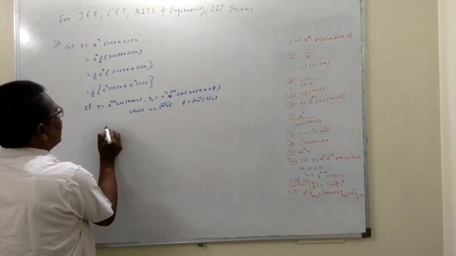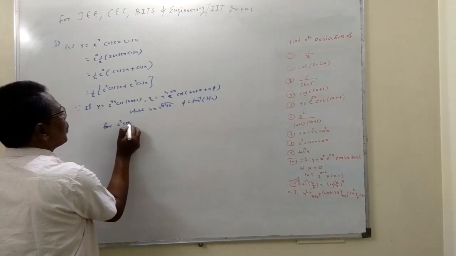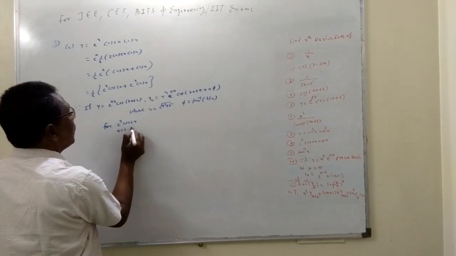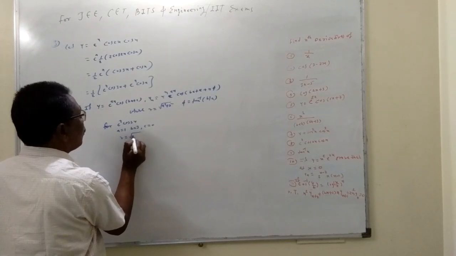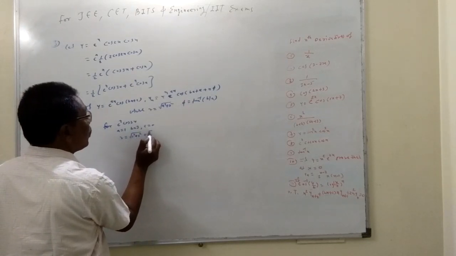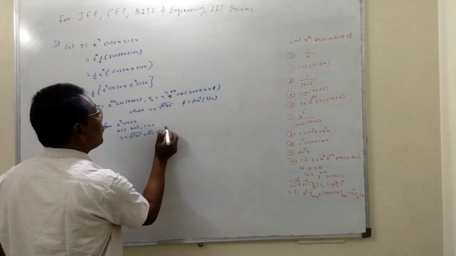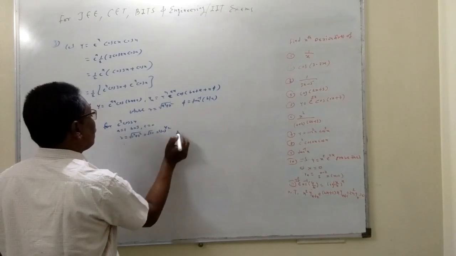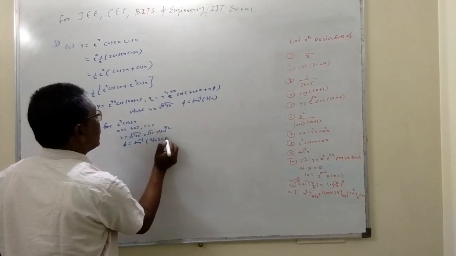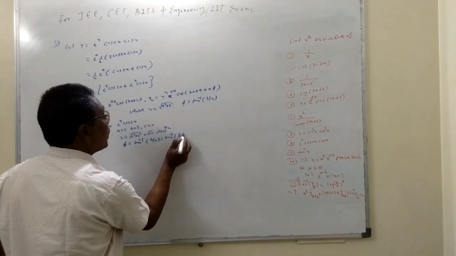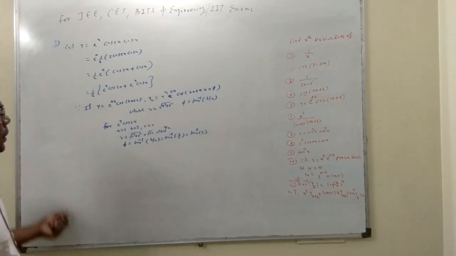for this first example, e raised to x cos 3x, a is equal to 1, b is equal to 3, c is equal to 0. So r is equal to under root 1 square plus 3 square. So root 10 or 10 raised to half. Phi is equal to tan inverse b upon a, that is tan inverse 3 upon 1. So tan inverse 3.